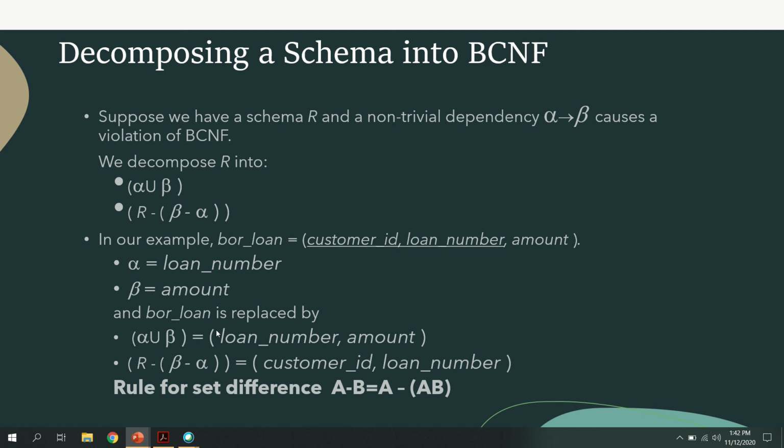So how to make it into BCNF, how to decompose the table? If you know alpha and beta, what is the first table? The first table is alpha union beta. So we make a table that contains alpha, loan number and amount. So these two attributes are clubbed together to form the first table.